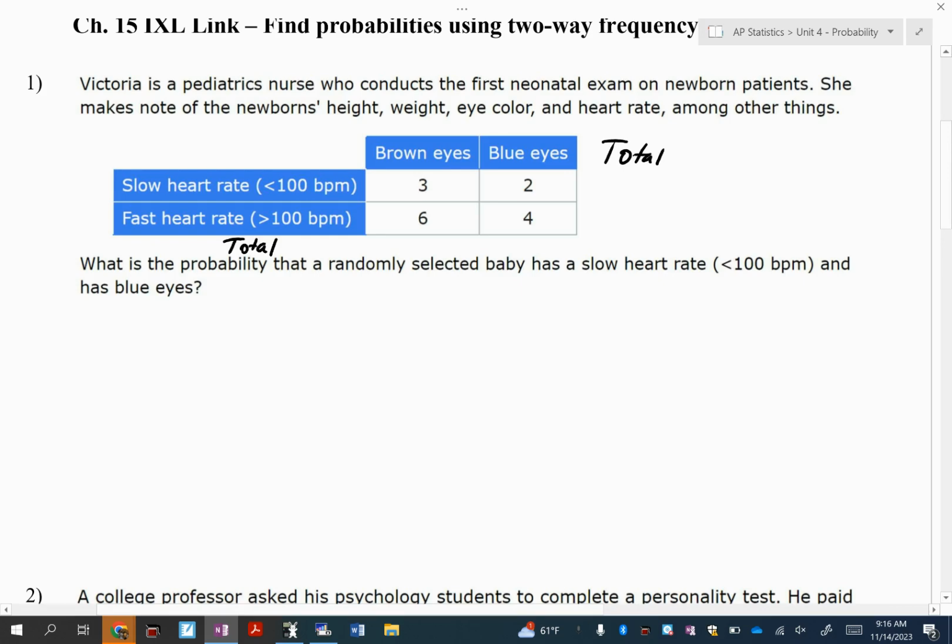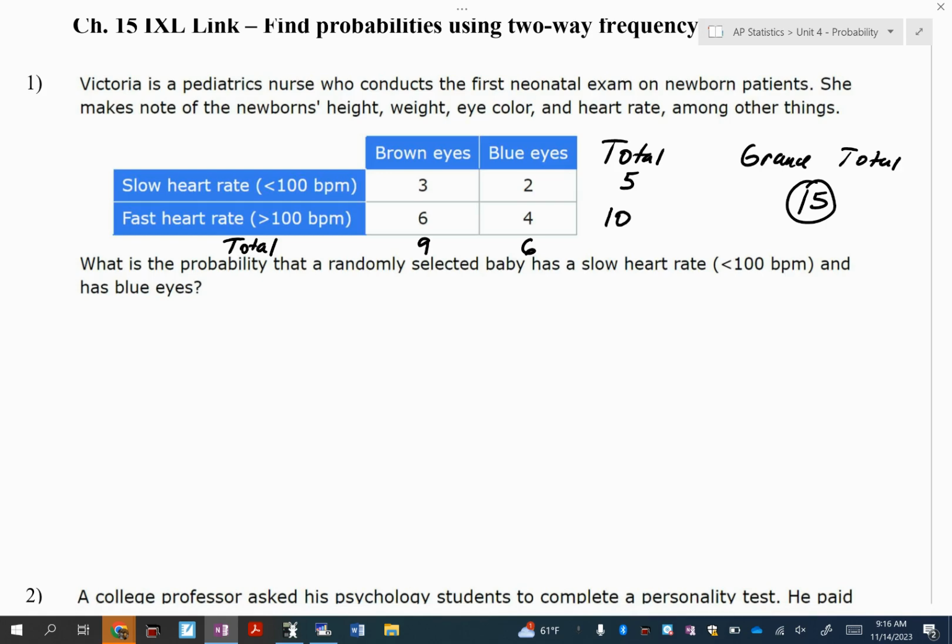So how many total patients have brown eyes? 9. Blue eyes? 6. Slow heart rates? 5. Fast heart rates? 10. So what's my grand total? Nice. Don't say 30, right? Because if you were to add all that, you're double counting. So the grand total is 15.